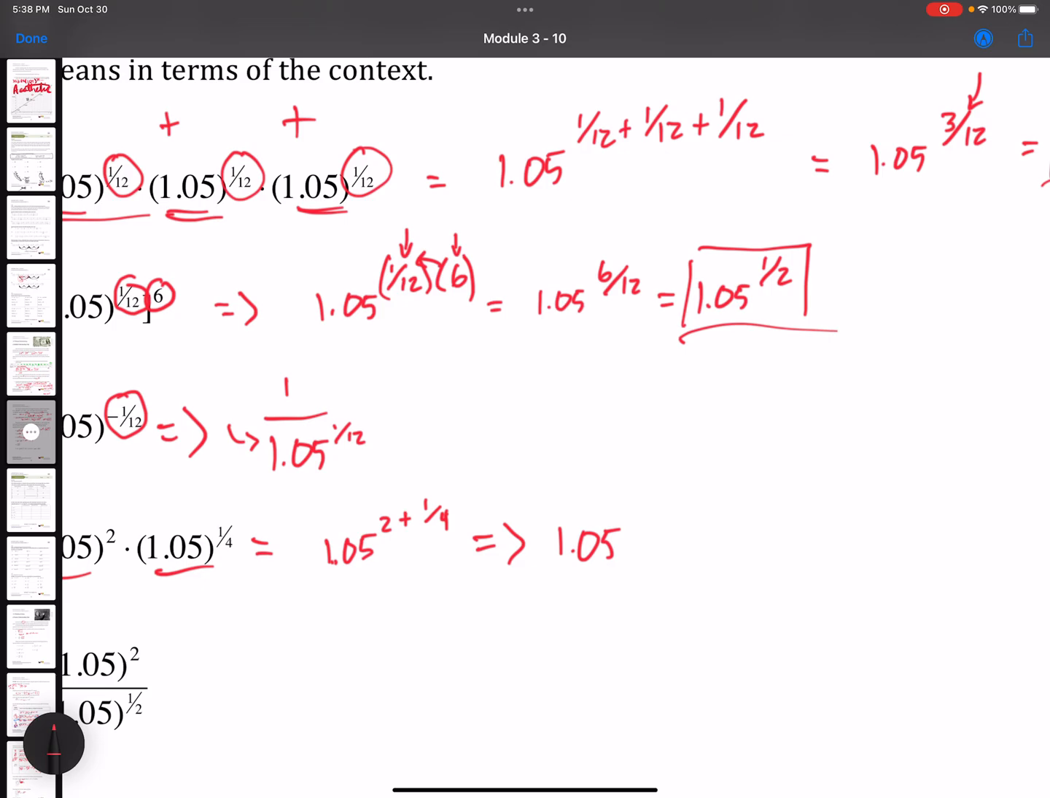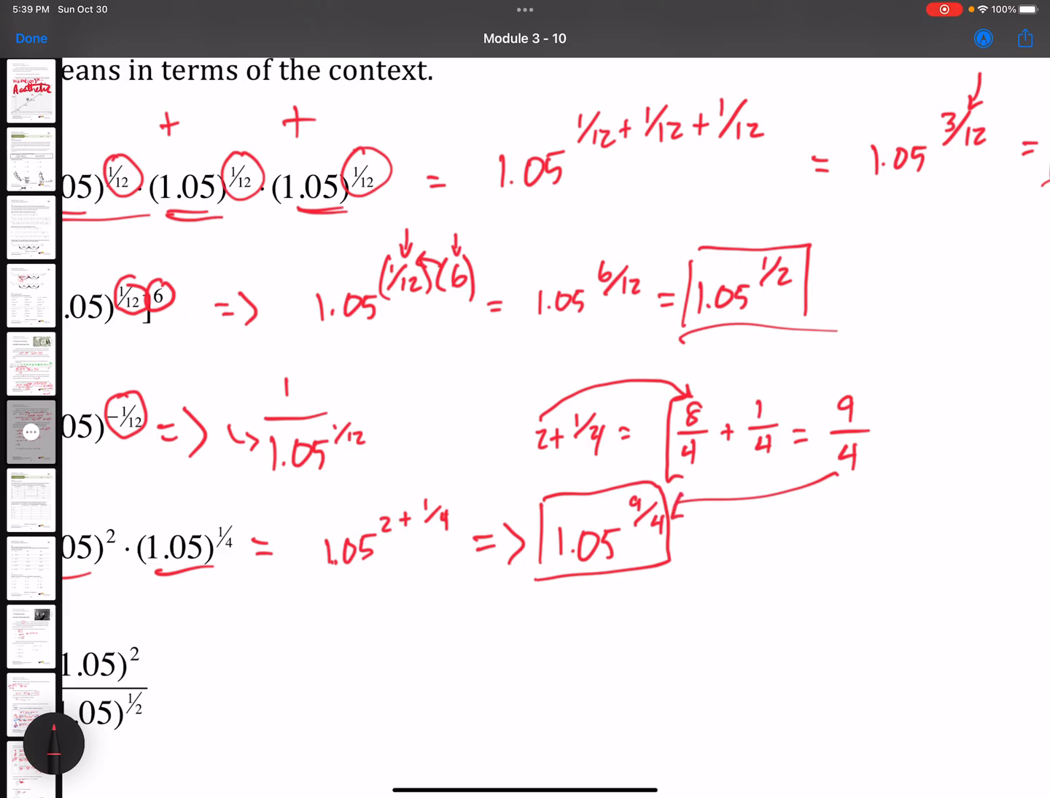So we'll do 2 plus 1/4. Well, if I wanted to make those into an addable fraction, I would have to say, okay, 2 is now 8/4, so that they have common denominators, plus 1/4, okay? Because 8/4 is just the same thing as 2, but I wanted them to have common denominators, so now it's 9/4. So the solution will be 1.05 to the 9/4 power, just from that little addition right up there.